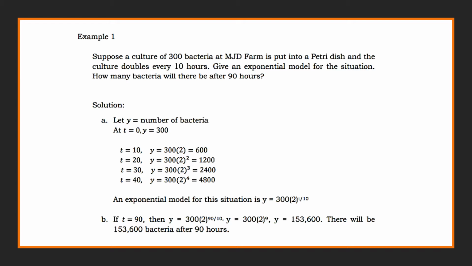then y equals 300 times the quantity 2 raised to 90 over 10. So y equals 300 times 2 raised to 9. So simply y equals 153,600. So there will be 153,600 bacteria after 90 hours.